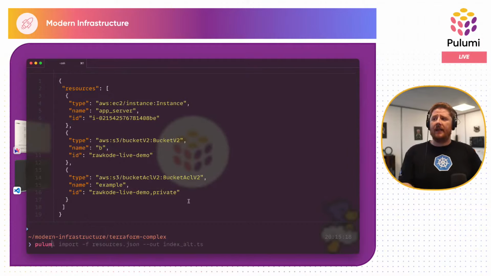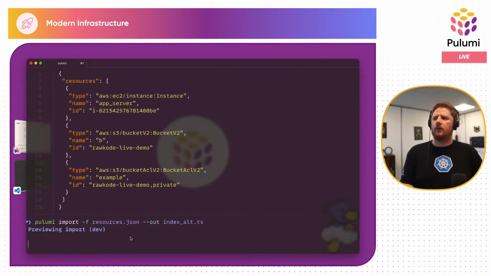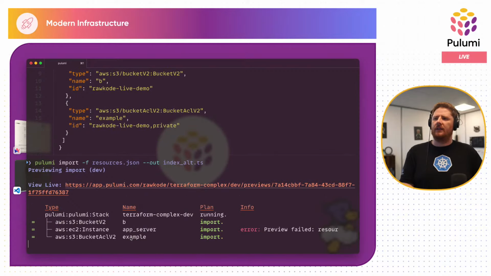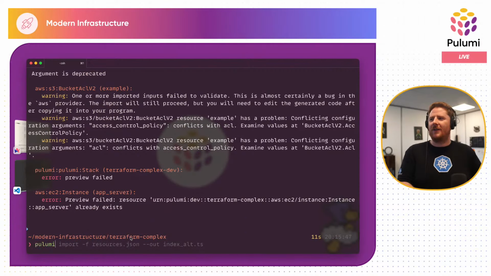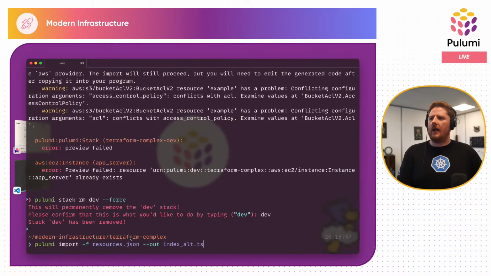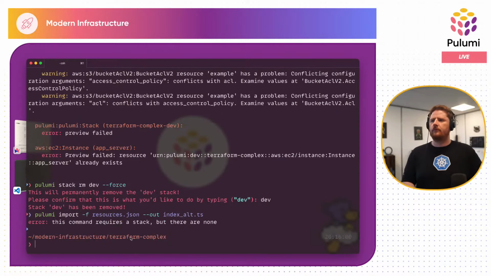And what that means is I can run a Pulumi import, providing a resources.json, and telling it to write to index.alt.ts. I may have already done this. Yeah, it's telling me it's already imported. So what we're going to do is pulumi stack rm dev force. And we'll do that again. Oh, pulumi stack init dev.